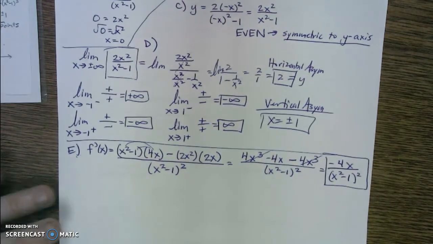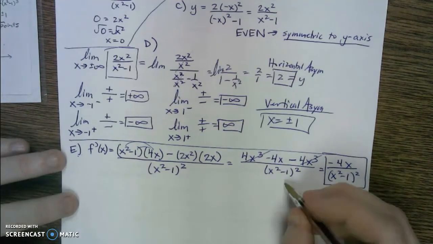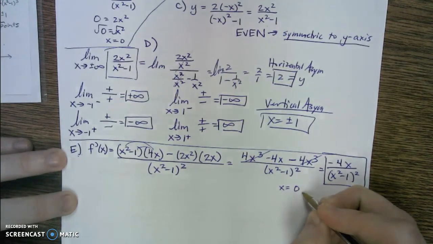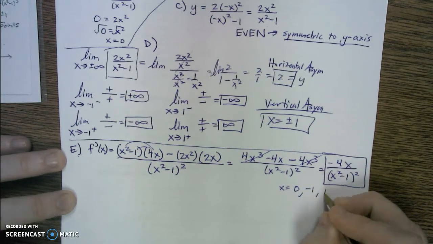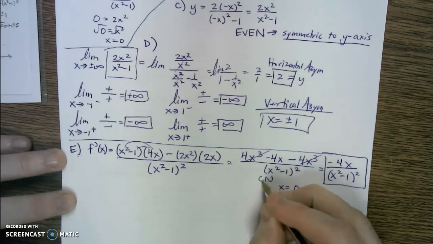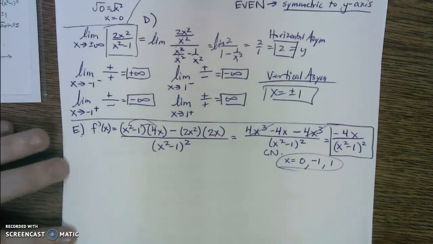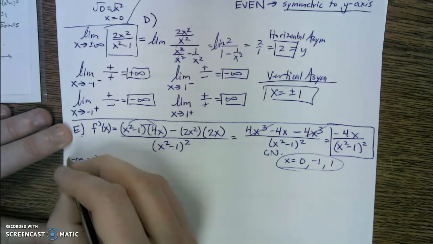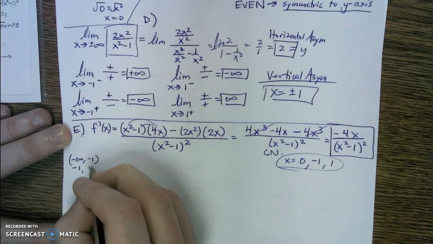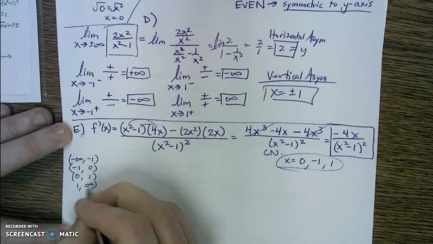Okay, so looking at this, we want to identify our critical numbers. So if you set the top equal to 0, you get 0. And then on the bottom, we have the same thing that we had before. We are going to have plus or minus 1. So these are my critical numbers that we're going to make intervals out of. So let's make our interval chart. So we're going to have negative infinity to -1. Then we're going to have -1 to 0, 0 to 1, and then 1 to infinity.